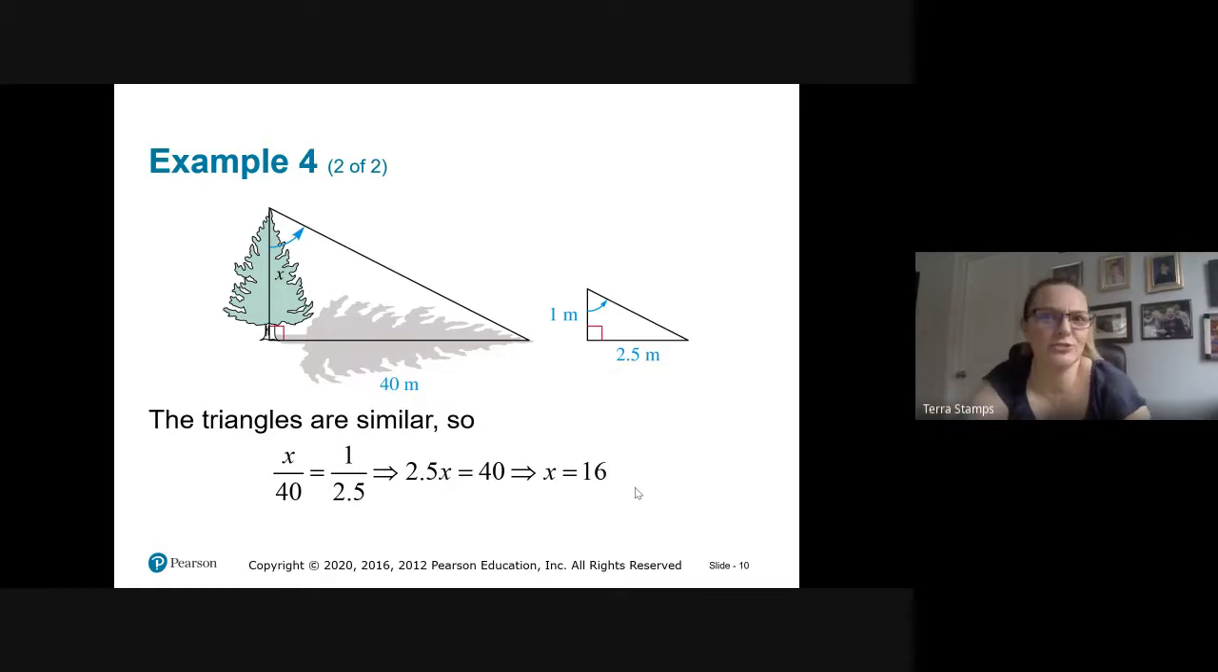Make sure your answers are reasonable. Okay, a 16-meter tree, we can believe that. Remember, a meter is about a yard. If you get something like 16,000 meters, really, that's a lot. That tree is going up into space. So just make sure your answers seem reasonable.